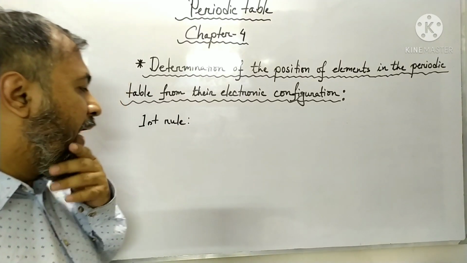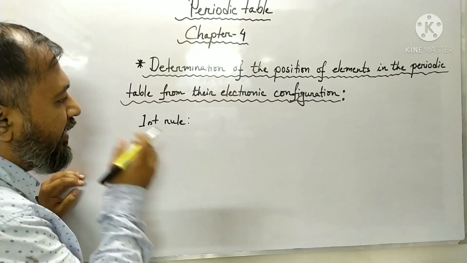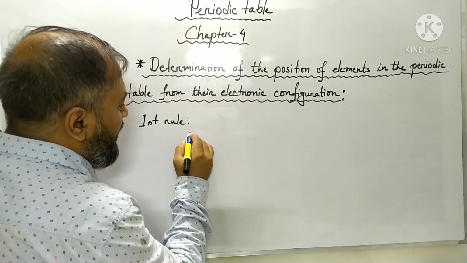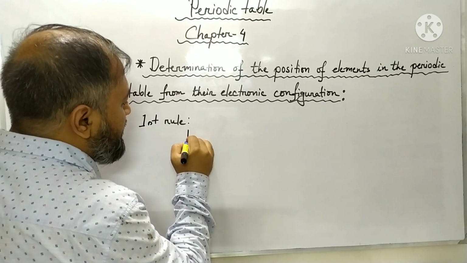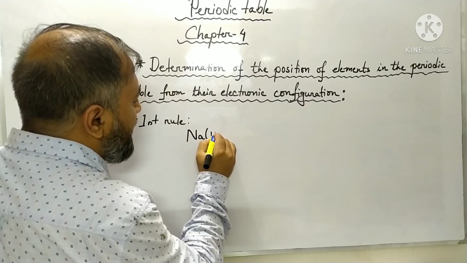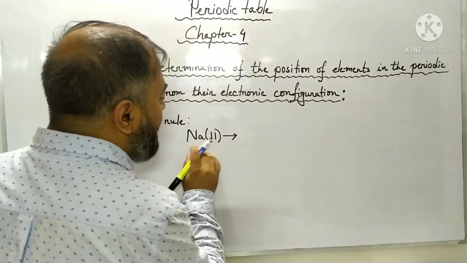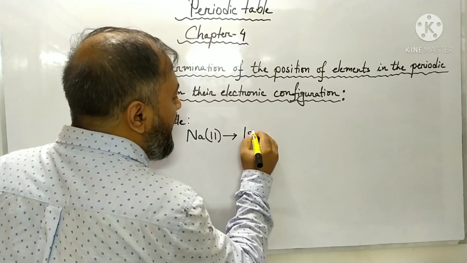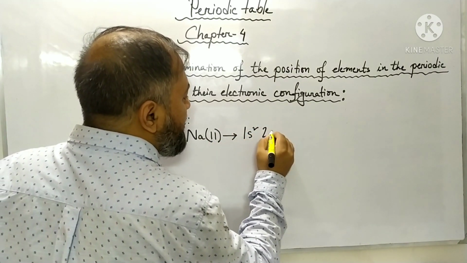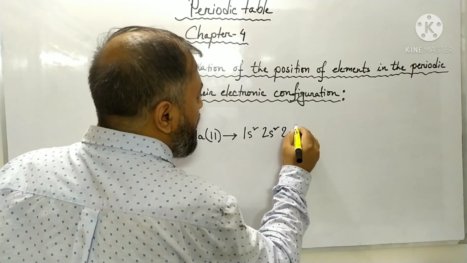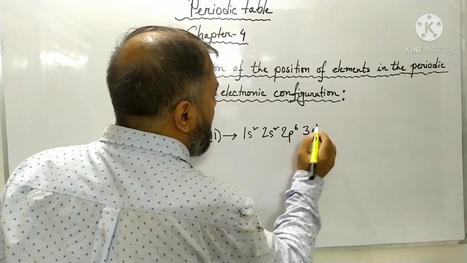Dear students, I am going to show you some of the elements and their electronic configuration. The first one is sodium. You can see the total number of electrons present in sodium is 11, and how these electrons are distributed in the energy shell. You can see 1s2, 2s2, 2p6, 3s1.